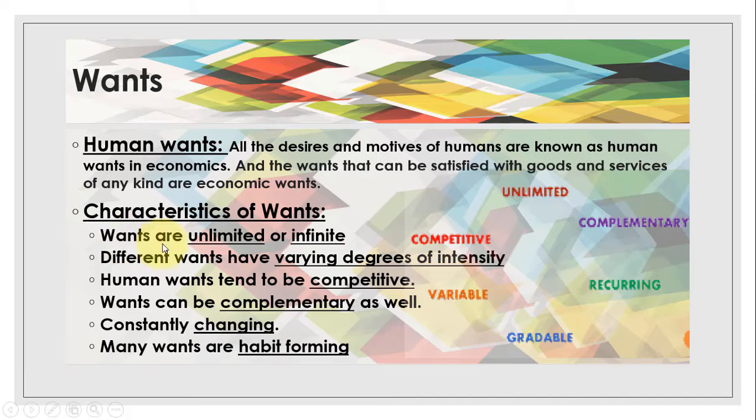The first one, you can see that the wants are unlimited or infinite. What does it mean? It means that a human is never truly satisfied, and also his wants are endless. So we may satisfy some of our wants, but they always reoccur. So that is why we say that the wants are unlimited or infinite.